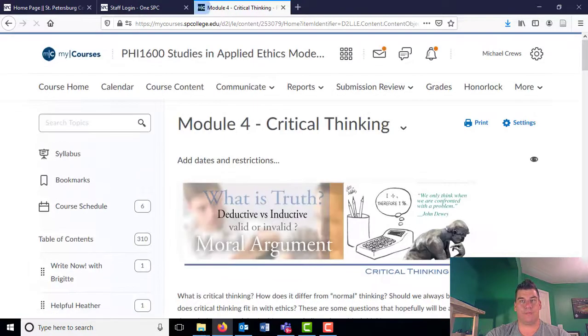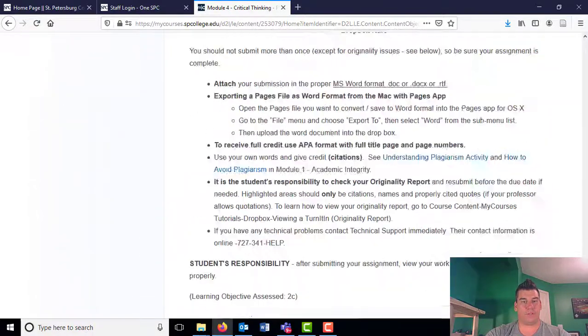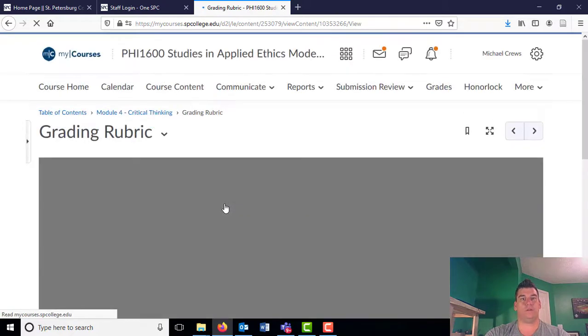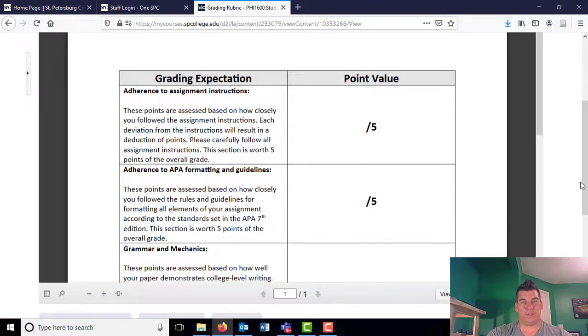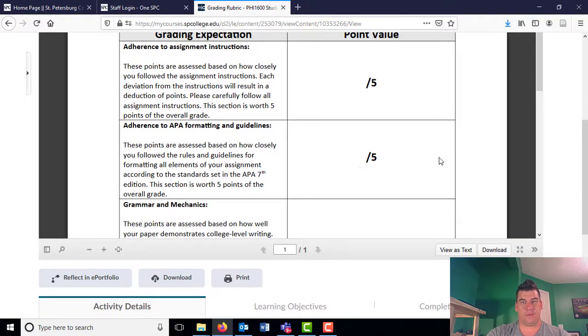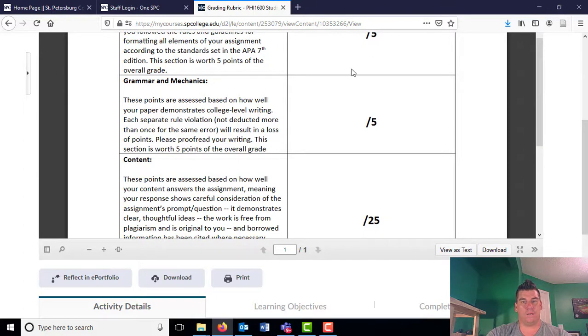And keep in mind that you have the rubric here that shows how I'm going to be grading you. So use this as a tool to make sure you're getting all the points. Remember, 5 points just for following all the instructions. Anything you miss in that instructions in the Dropbox will be a deduction of points. Adherence to APA, if you have any major APA issues, that'll be points. Grammar and mechanics is 5 points.